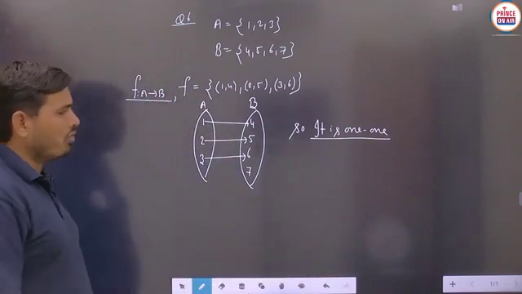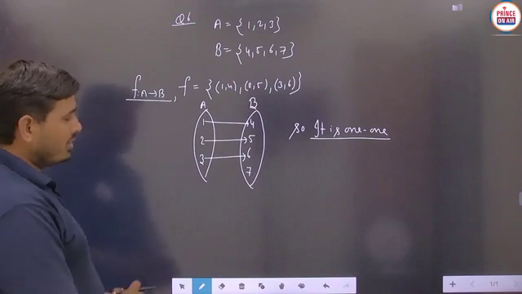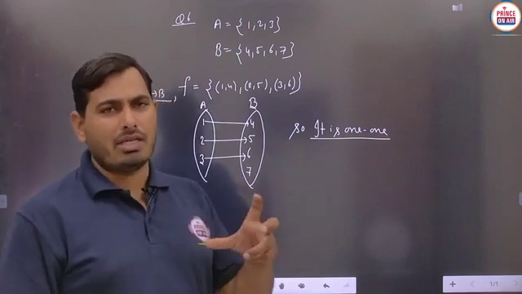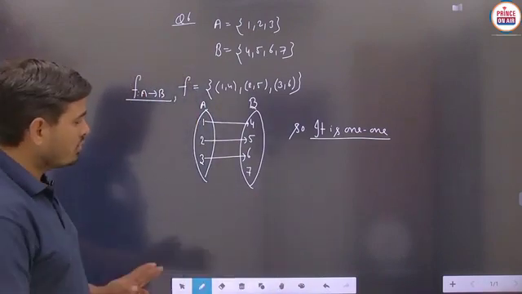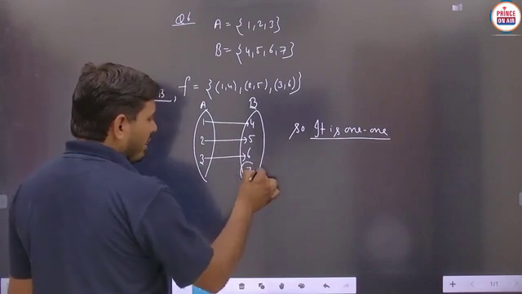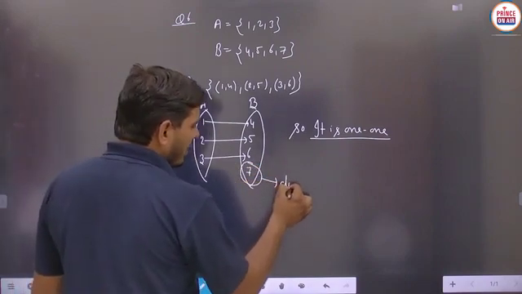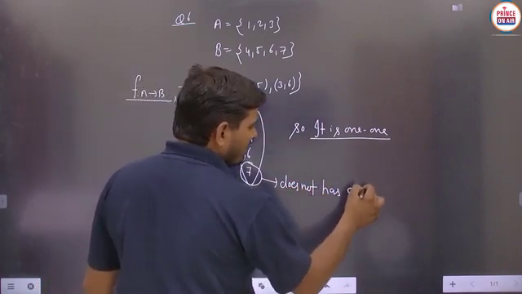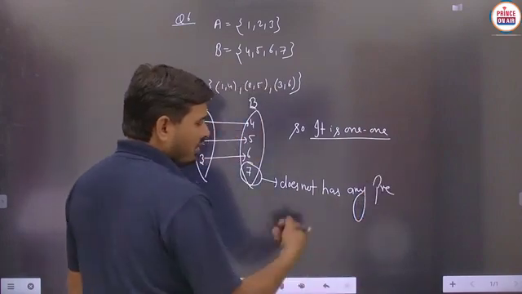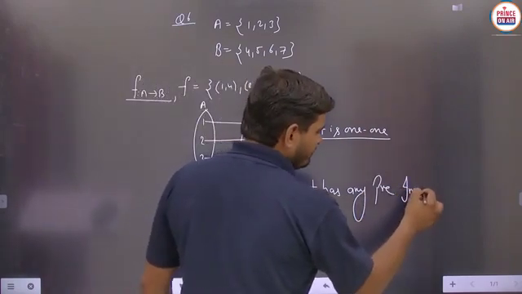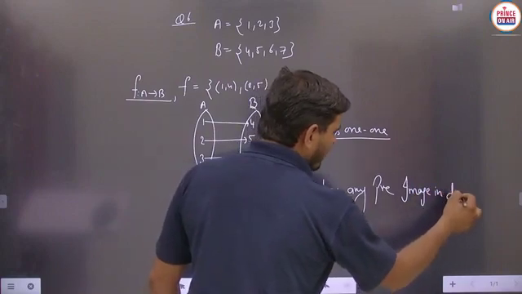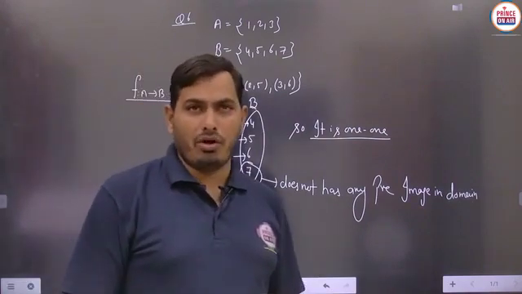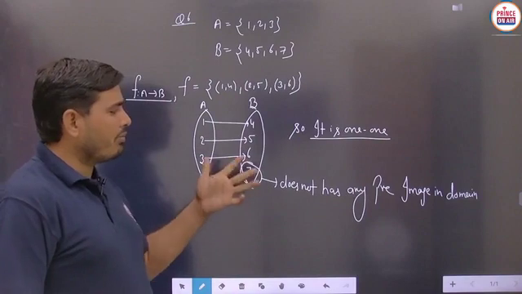Now we will check for onto also. For the onto case, we check whether for each and every codomain element the pre-image exists or not. This particular element 7 does not have any pre-image in the domain, and for this reason the function is not onto, because this element does not have a pre-image in the domain.